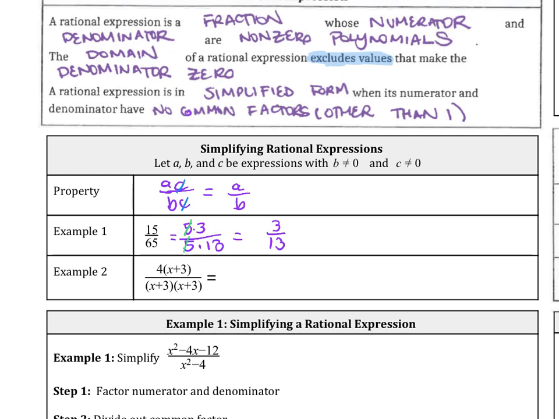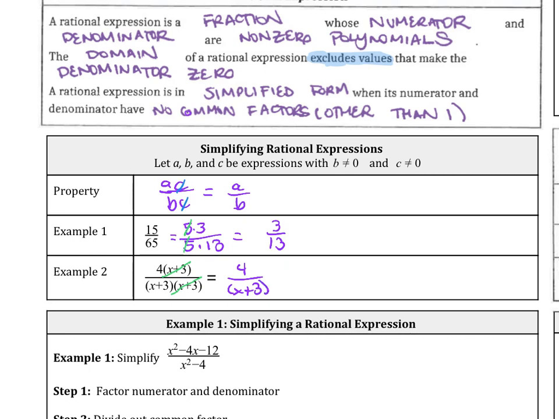Now let's look at how we're going to work with our rational expressions. We notice we have 4 times x plus 3, and we have another x plus 3 in the denominator. Now we can only cancel out one, and so our final answer is 4 over x plus 3.